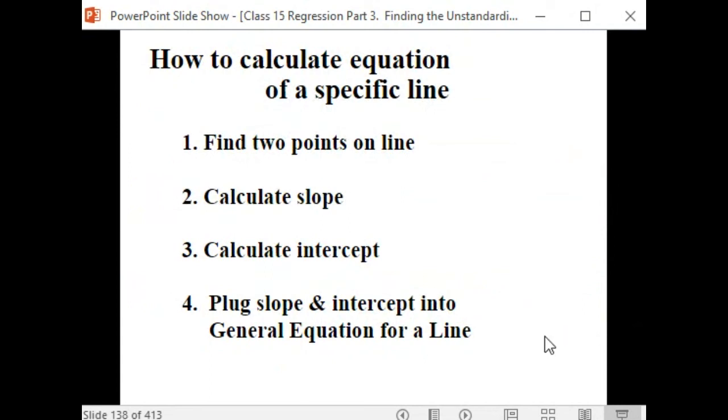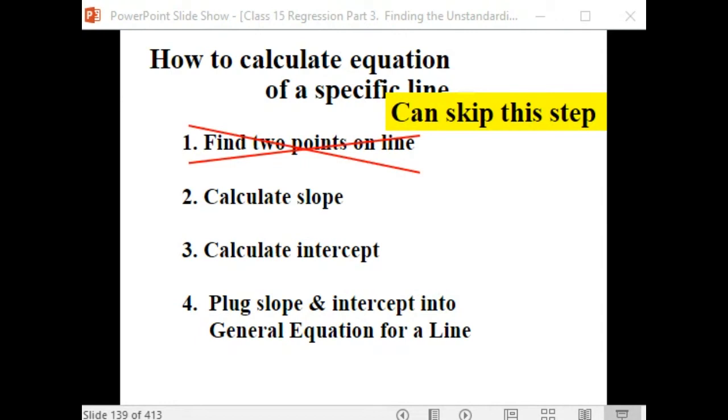So now we're going to calculate the unstandardized equation. The unstandardized equation is more complicated. Now, as you remember, to calculate the equation of a line, there are 4 steps. We find 2 points on the line. We use them to calculate the line's slope. We then calculate the intercept, and then we plug the slope and intercept into the general equation for a line.